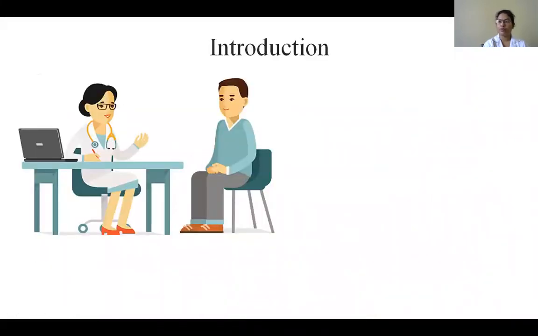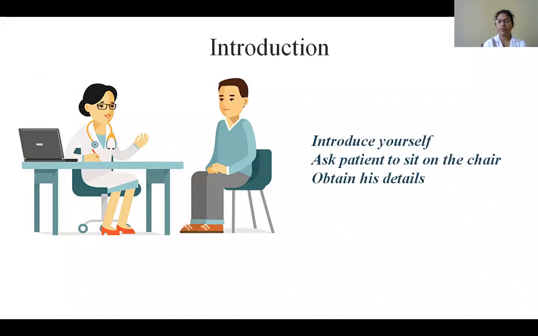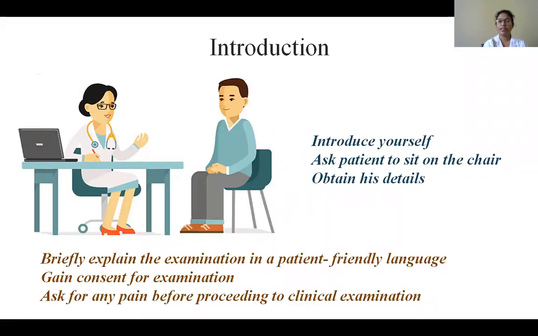So as I had told last time, whenever you start with clinical examination, you have to introduce yourself to the patient. You should make the patient comfortable, ask him to sit on the chair and obtain his details. Then briefly explain to him how you'll perform the examination in a patient-friendly language. Also gain consent for the examination. And before you proceed to the clinical examination, ask the history of pain, whether it is present, and if present, where is the site of pain.